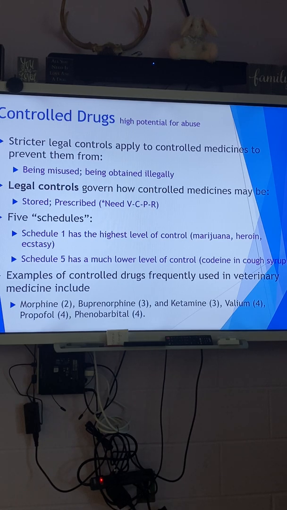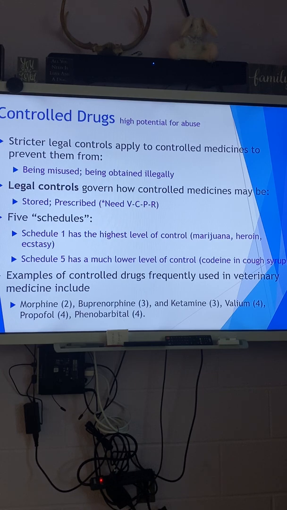I don't know, maybe this is on the next slide, but the DEA, have you ever heard of that? The Drug Enforcement Agency, you know, they go in and bombard a house with a SWAT team looking for drugs. It's the same people. As a vet, you have to deal with the DEA. They come and make sure that you have these drugs locked up, that you're keeping good records, because they don't want these drugs on the corner. We already talked about the VCPR, and we talked about how to store them.